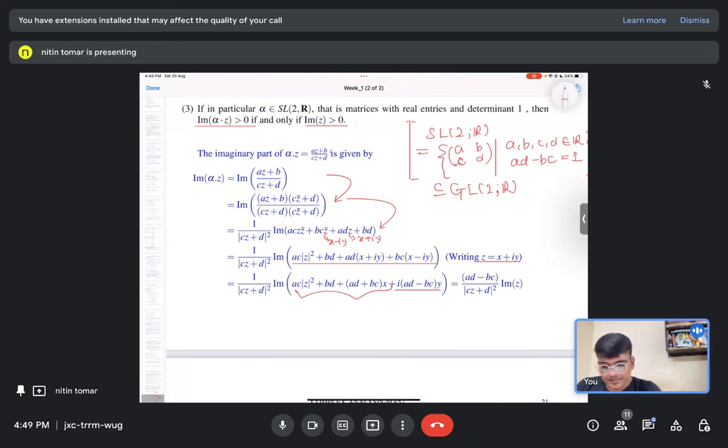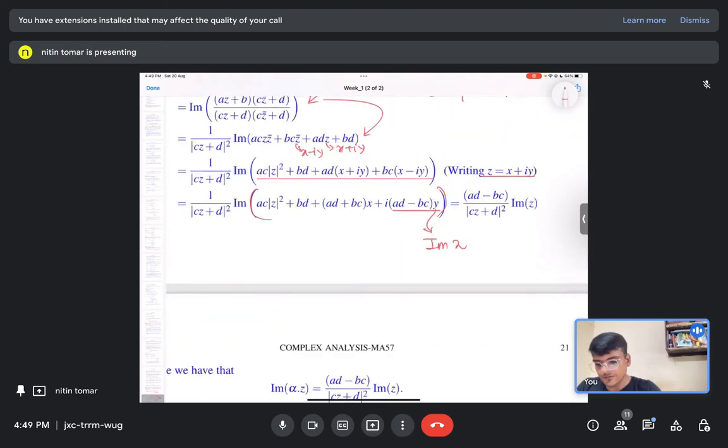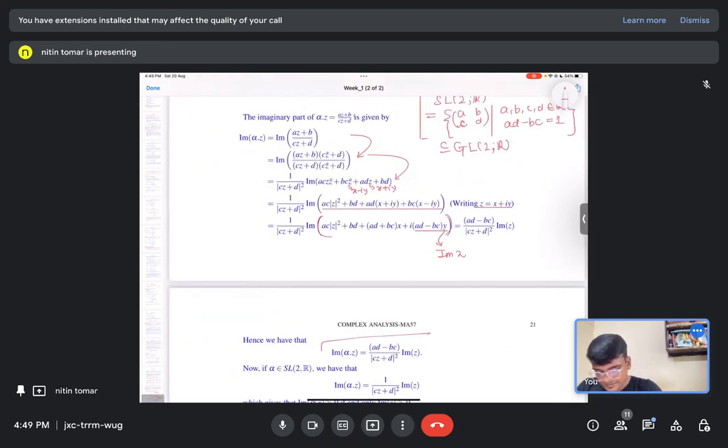So finally, if you look carefully, the imaginary part of this big bracket is just this part, (AD minus BC) y, right? And what was y? y was the imaginary part of Z. So from this calculation, can I say this? I can say this, right?